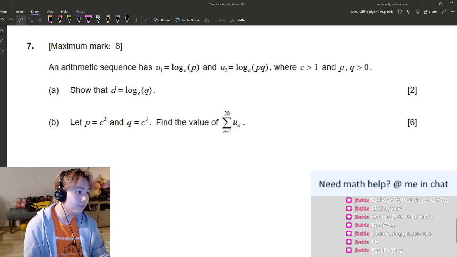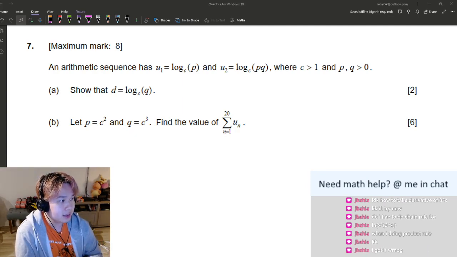Okay, what do we got? An arithmetic sequence has the first term log base c of p, and the second one's log base c of pq. And c is the base, so it needs to be larger than 1, and p and q have to be positive, sure. And then we need to show this d.